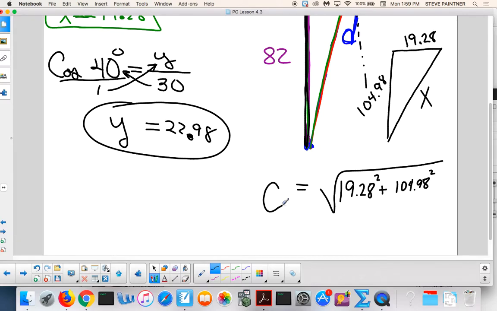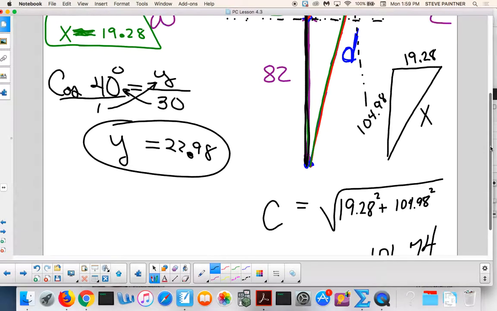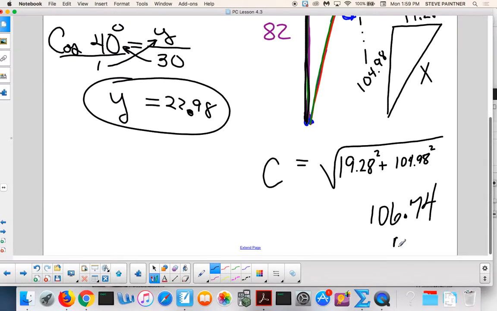I know you think I'm going to give you the answer. I don't know the answer. Help. Yeah, Tommy. It's 106.74. 106.74, says Tommy. Correct. Miles, I suppose, or kilometers? Miles. And we made it. We made it on time.